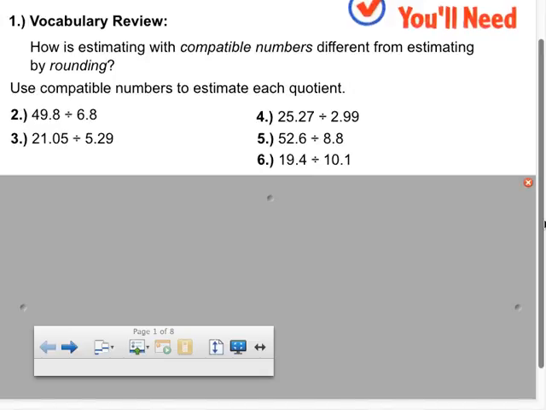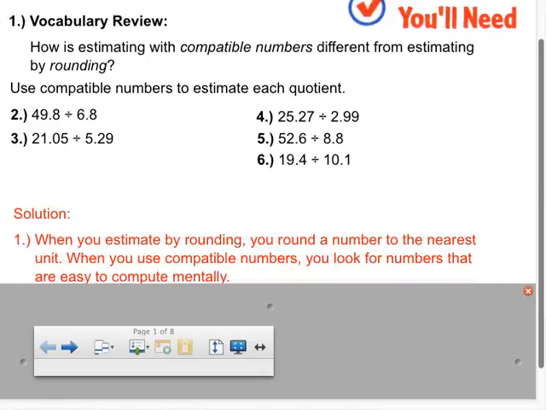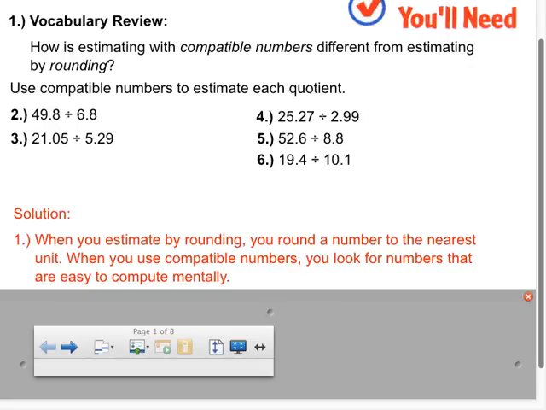Here's the answer that the book gives. When you estimate by rounding, you round a number to the nearest unit, okay? When you use compatible numbers, you look for numbers that are easy to compute mentally, and they're close to the numbers you're working with, okay? Now, if you didn't know what that meant, hopefully we can see by working out 2 through 6.